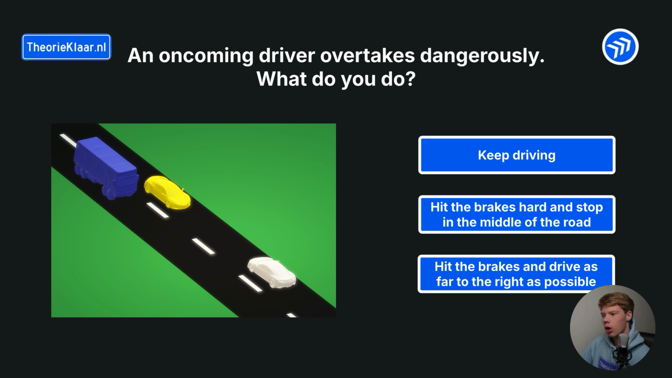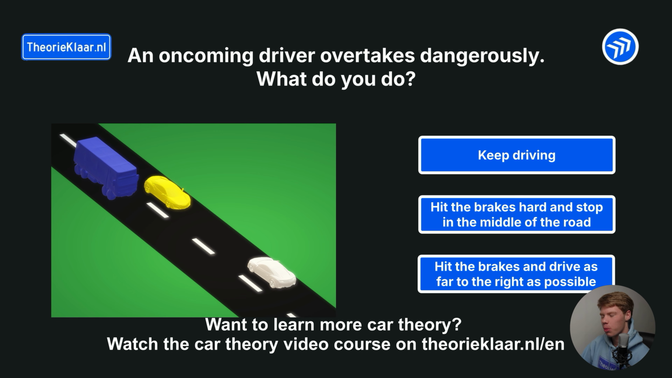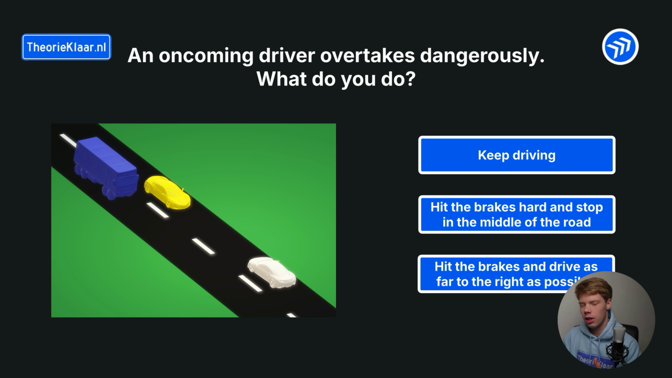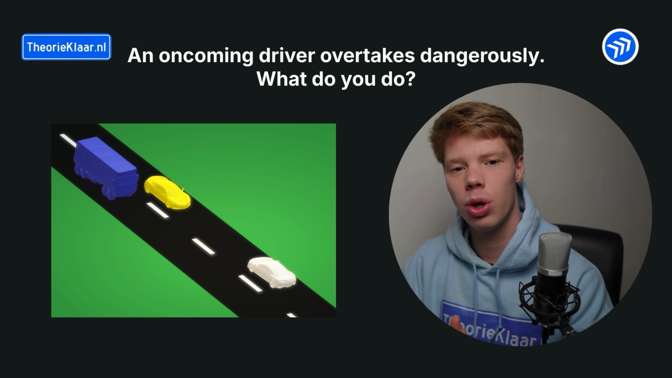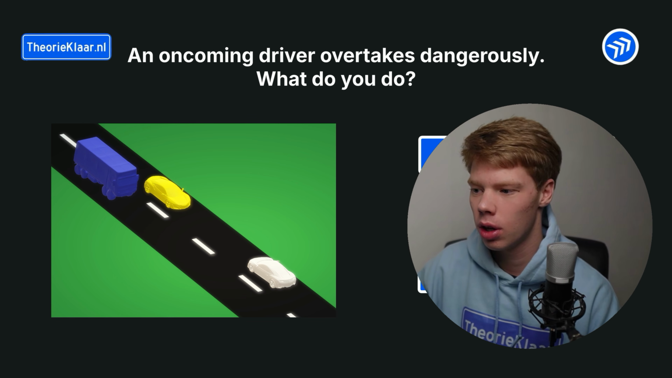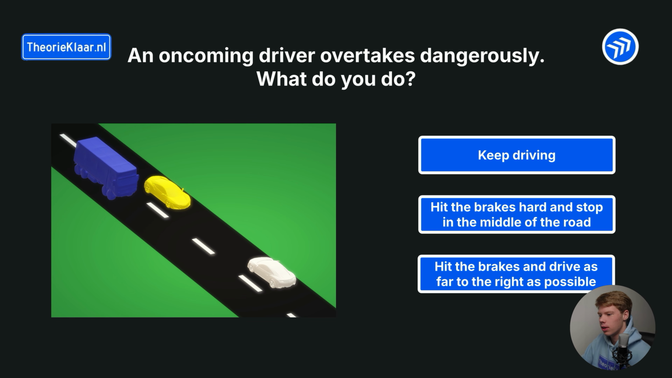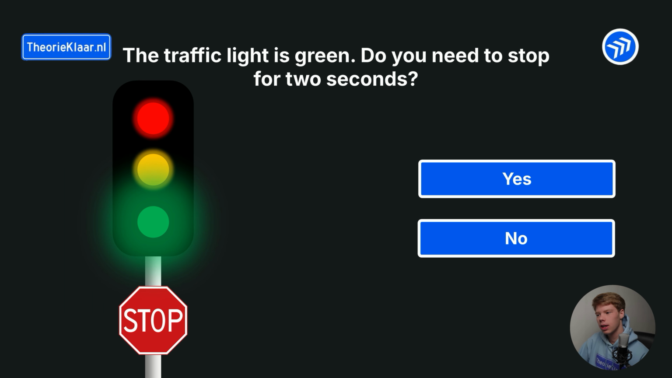An oncoming driver overtakes dangerously. What do you do? Keep driving, hit the brakes hard and stop in the middle of the road, or hit the brakes and drive as far to the right as possible? And if you get a question about what you should do, then you should always take a look at what feels right. So don't do nothing, but also don't make extreme movements. So in this situation you can see that hitting the brakes and driving as far to the right is the best idea. That is the safest option.